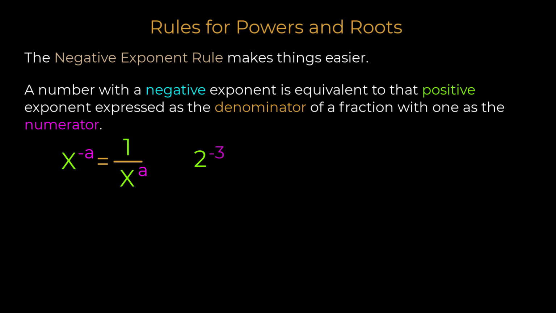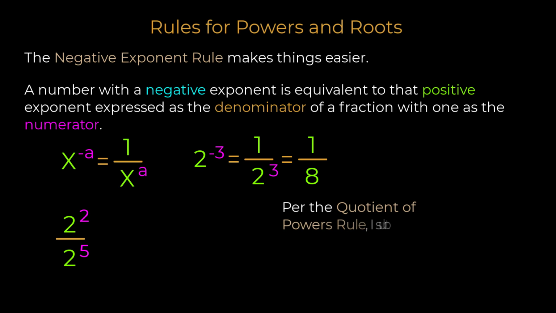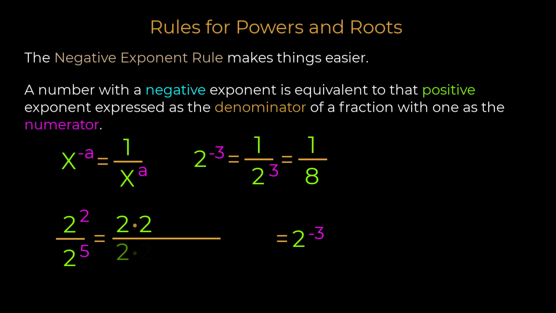So 2 to the negative 3 power is equal to 1 over 2 cubed, which is in turn equal to 1 over 8. The easiest way for me to envision this is to consider a problem like 2 squared divided by 2 to the 5th power. Per the quotient of powers rule, I subtract the exponents. 2 minus 5 gives me negative 3. If I express 2 squared divided by 2 to the 5th power as 2 times 2 divided by 2 times 2 times 2 times 2 times 2, then I can cancel common factors in the numerator and denominator. I end up with 1 over 2 cubed.